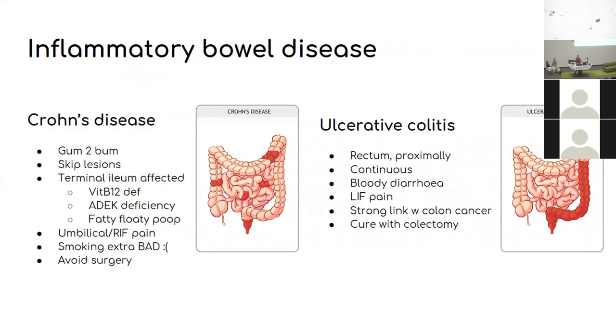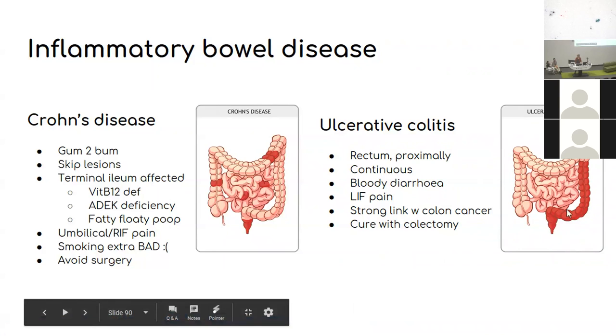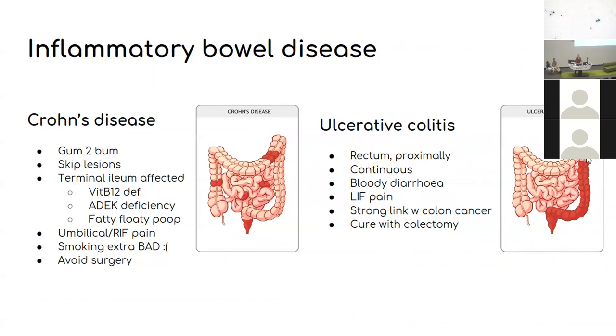And with Crohn's disease, because it is gum to bum, it can affect multiple sites along the gastrointestinal tract. There's no point in performing surgery, because if you do take out a section, there's still heaps of other sections that are affected. This contrasts with ulcerative colitis, which affects your terminal gastrointestinal tract. So we can perform a hemicolectomy, remove that section, and you can be cured of ulcerative colitis.